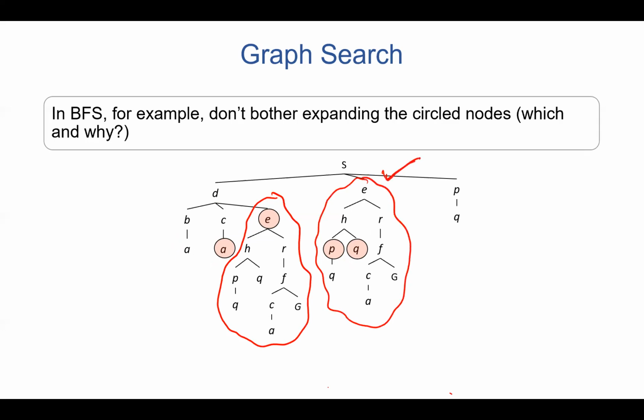From BFS perspective, don't you think this is better? But if we have A star, if we have H of n and G of n, how would you know that this is better? This has the least cost and this has the higher cost. We don't, right? And that's the problem. In A star, we will have to decide when it is a better idea to choose this one and drop this one, or in some situations, choose this one and drop this one.